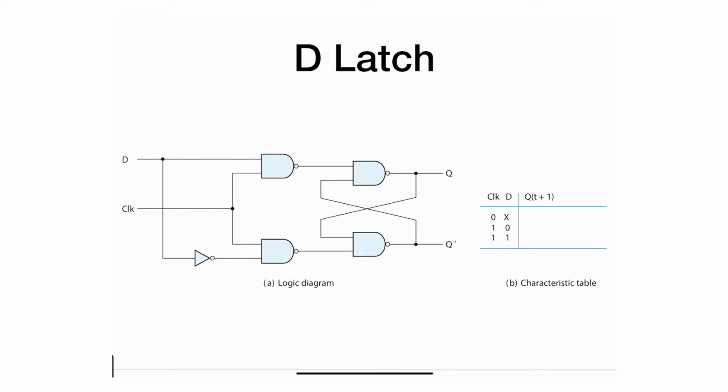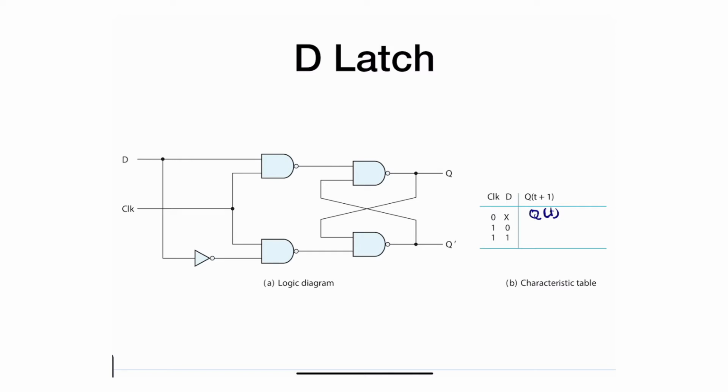So what does the D latch actually do? Let's just explore it. The D latch again is a gated type of latch, so it's depending on the clock. So if clock is 0, I don't care what D is. Its output value will be the current value itself, which is Q(t).